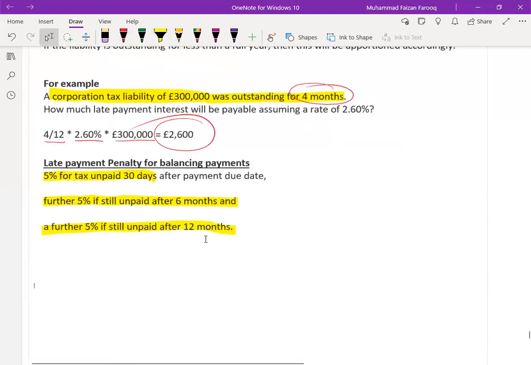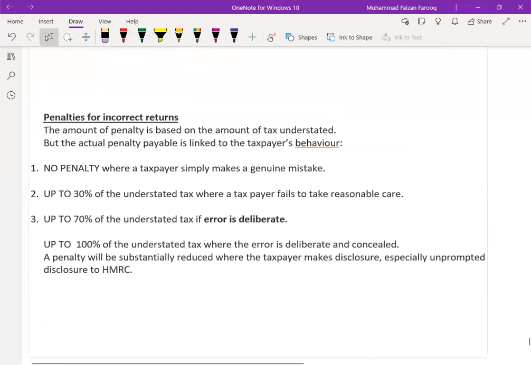These penalties, which are 5, 5 and 5%, a maximum of 15%, are for the balancing payment. Now, if you are submitting your return incorrect, incorrect means you are reducing your tax, you are understating your tax, the penalty will be as follows. If it is a genuine mistake, you can understand that sometimes a person doesn't want to commit fraud, but because of some calculation or formula error, a genuine mistake happens. Meaning you got the point, it's a genuine mistake. So there will be no fine, no penalty. HMRC will tell you, no problem. You are a UK person, we are UK, you are UK, we forgive you.